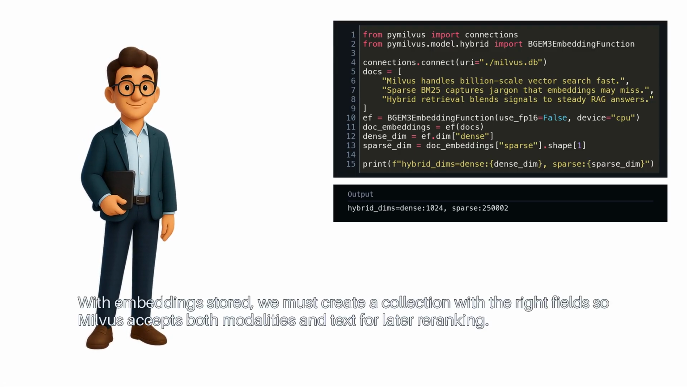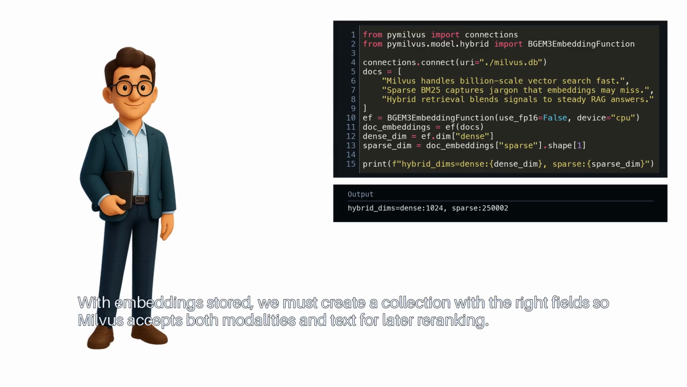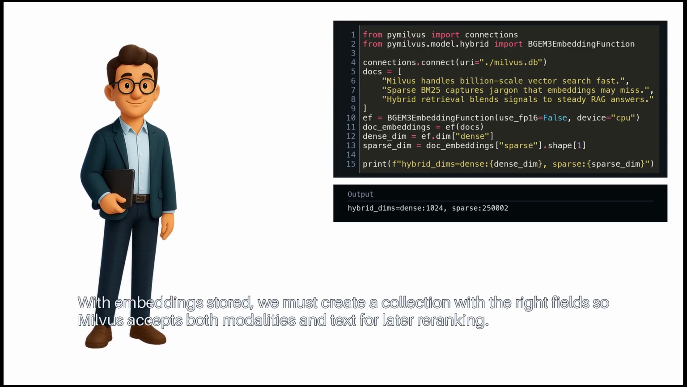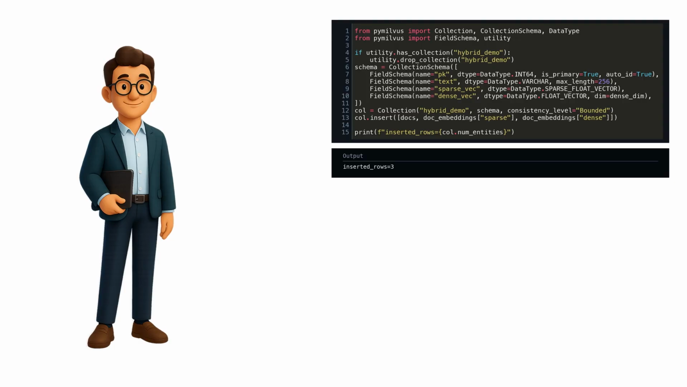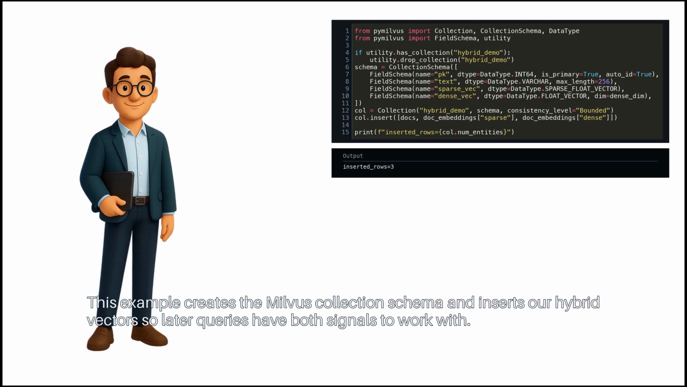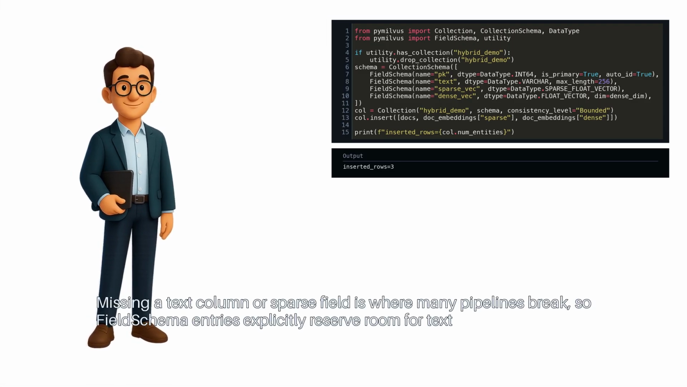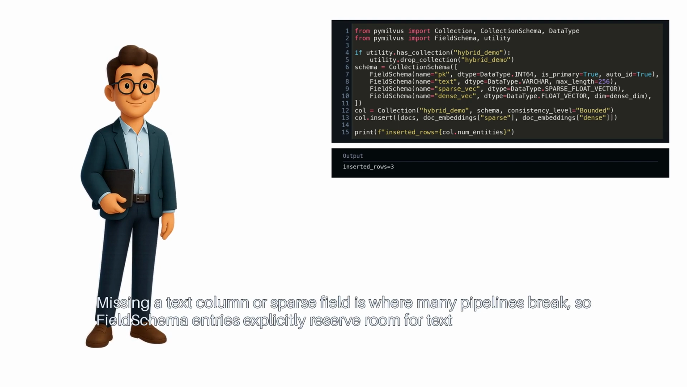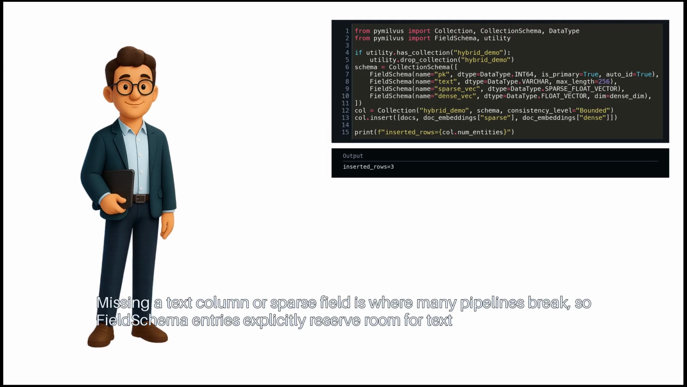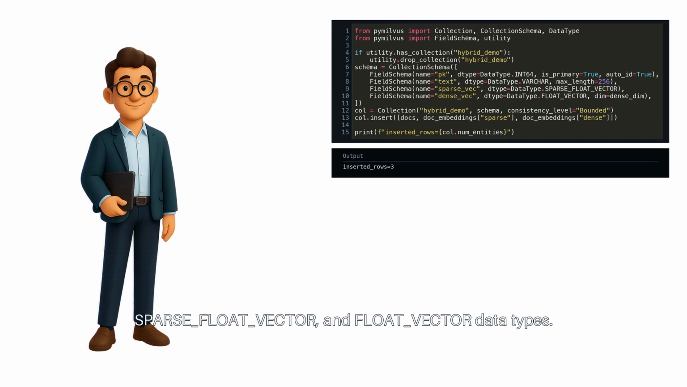With embeddings stored, we must create a collection with the right fields so Milvus accepts both modalities and text for later re-ranking. This example creates the Milvus collection schema and inserts our hybrid vectors so later queries have both signals to work with. Missing a text column or sparse field is where many pipelines break, so FieldSchema entries explicitly reserve room for text, sparse float vector, and float vector data types.